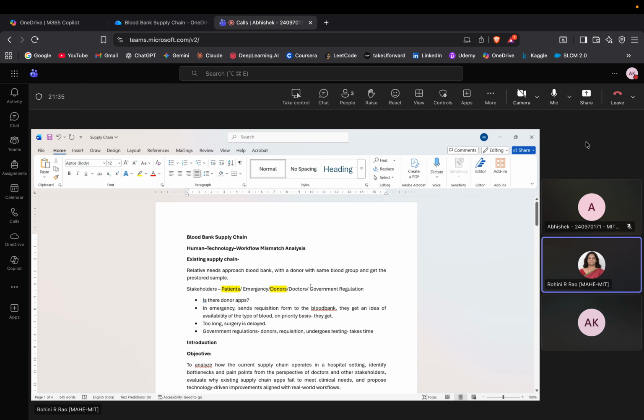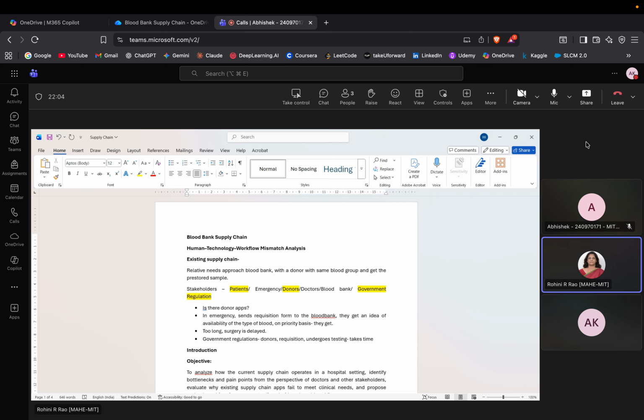And what is the government regulation when it comes to blood donation? Then I will connect you both to the doctor in KMC, where you'll have to go and discuss the pain points from the doctor's perspective. We'll go to the blood bank also and try to interview people there, and then the emergency department. For all three, I'll arrange interviews for you so that you can do the gap analysis properly.